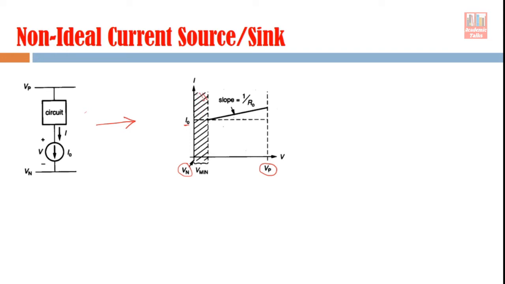I am making it more shaded. Within this range, the current source may not act as a good current source. In the case of an ideal current source, over the entire voltage range the current will remain constant, but practically it may happen that within a small range of voltages your circuit is working as a good current source or current sink, and beyond that range it is not working as a good current source or current sink.